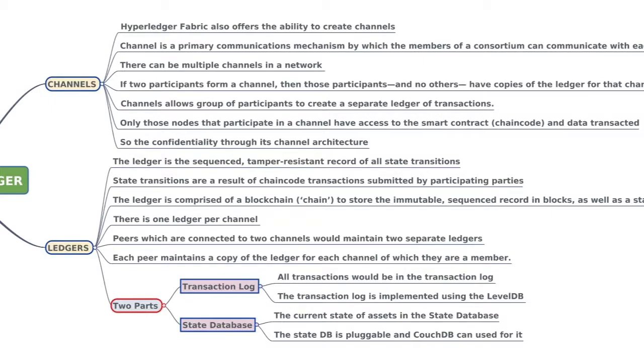And the second one is the state database. In this you have the current state of assets. That state database is a pluggable one, and CouchDB is the one which is recommended by Hyperledger Fabric.